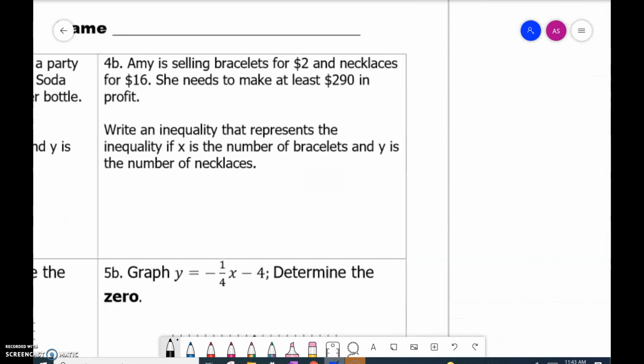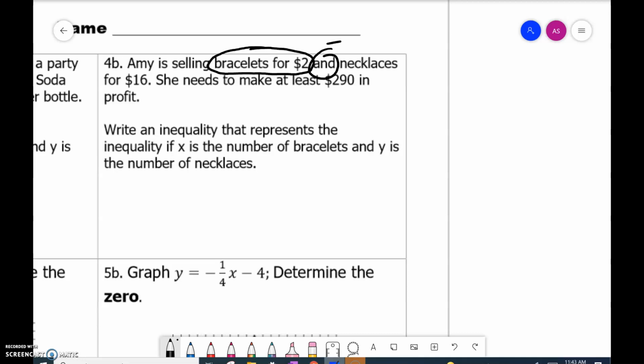All right, 4B. Amy is selling bracelets for $2 and necklaces for $16. She needs to make at least $290 in profit. Write the inequality that represents the situation if X is the number of bracelets and Y is the number of necklaces sold. Okay, so you want to go through this problem and identify some key information. So she's selling bracelets for $2. So each bracelet that she sells, she's going to be getting $2 each in profit.